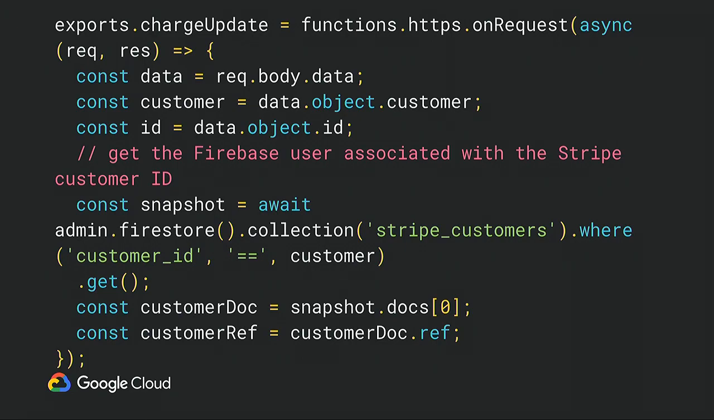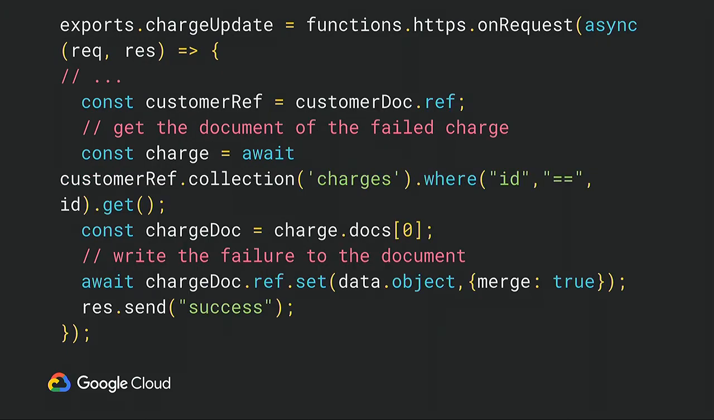So in this case, we're going to do it using a query of Firestore Stripe customers, where the customer ID field of that document is equal to the customer ID field that just came to us from Stripe. This does return an array of documents, even if you said to limit to one. So in this case, I get the first document, which is going to be our Firebase user who has that customer ID. And then we're going to get the reference to their customer path.